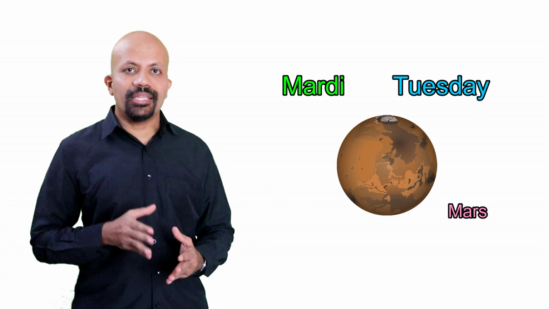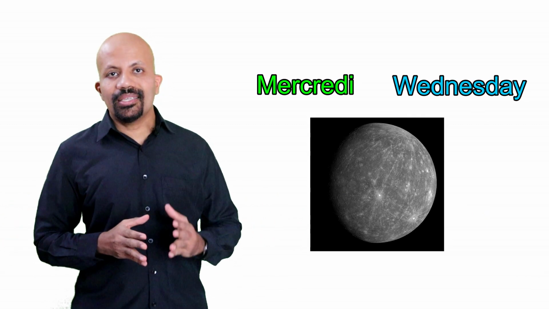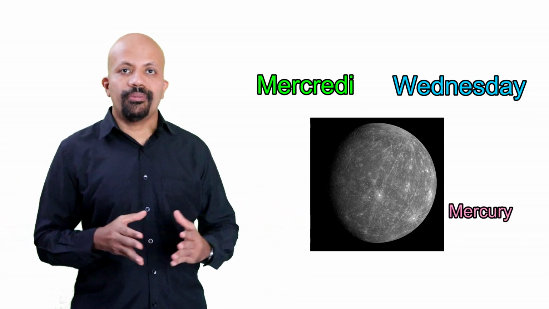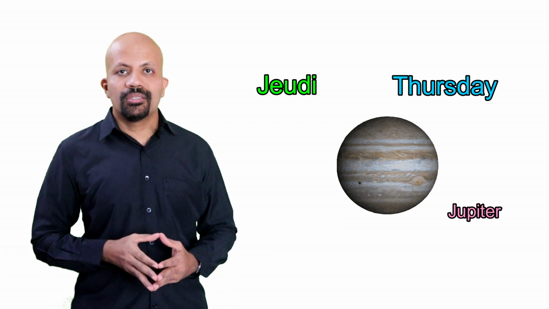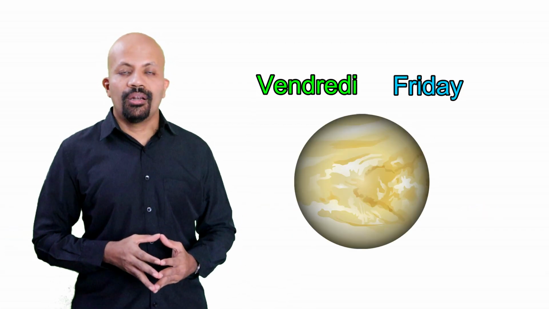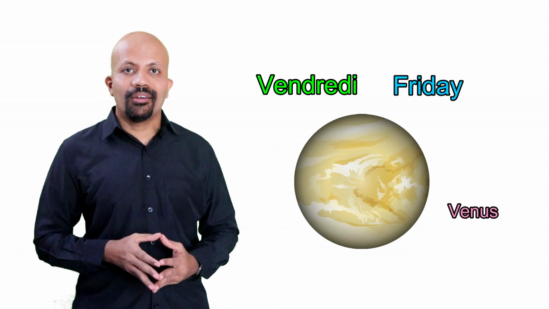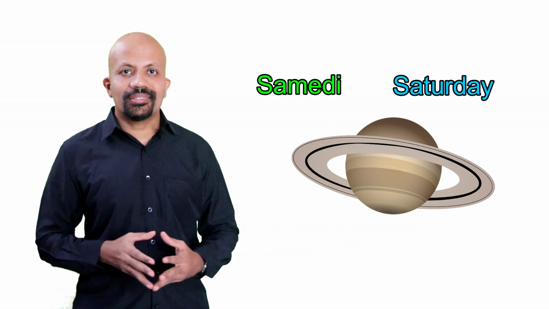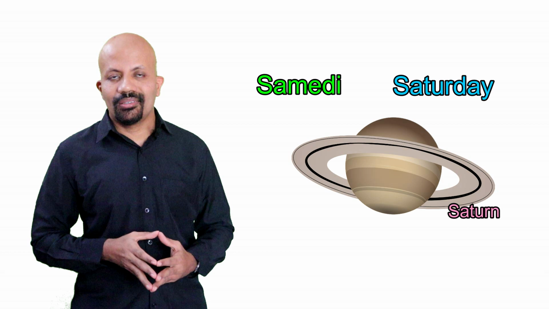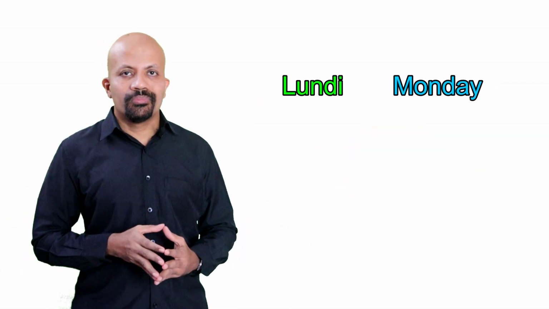Tuesday is mardi. Remember the planet Mars. Wednesday is mercredi. Remember the planet Mercury. Thursday is jeudi. Remember the planet Jupiter. Friday is vendredi. Remember the planet Venus. Saturday is samedi. Remember the planet Saturn. Sunday is dimanche. Now repeat with me.